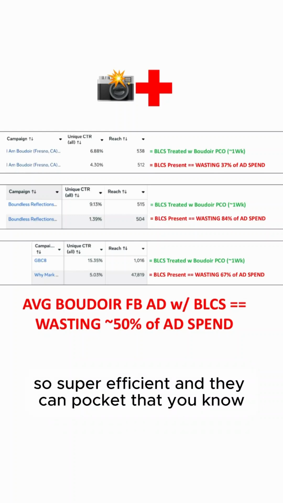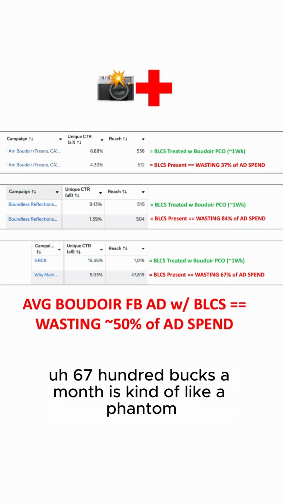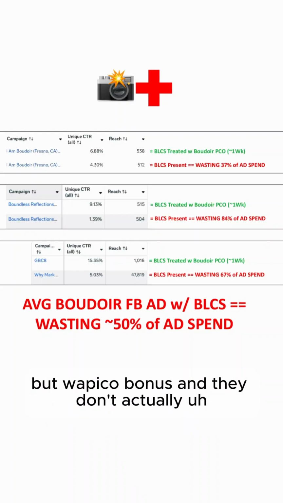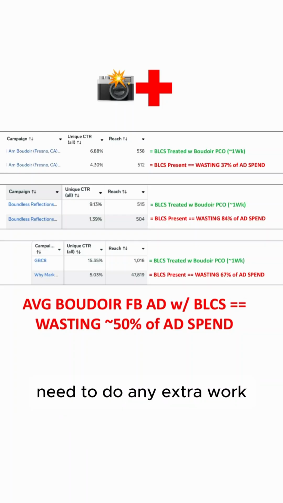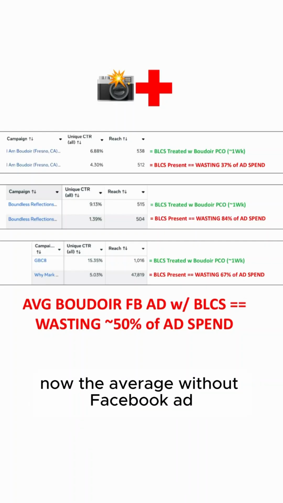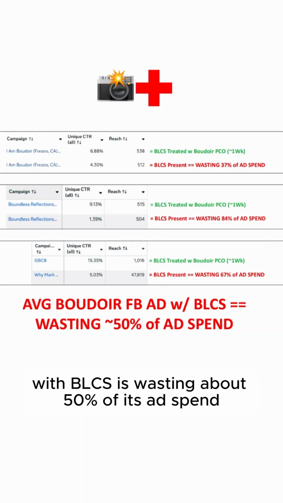So super efficient, and they can pocket that 6,700 bucks a month as a kind of phantom profit, a Boudoir Pico bonus, and they don't actually need to do any extra work. That's about 80K extra bonus profit at the end of the year. Now, the average Boudoir Facebook ad with BLCS is wasting about 50% of its ad spend.